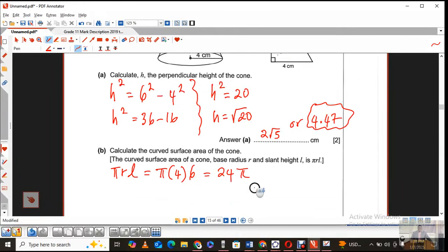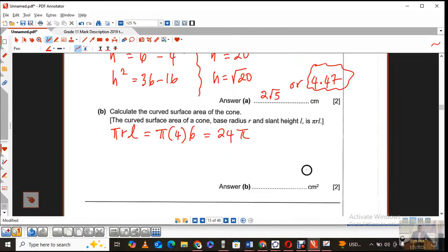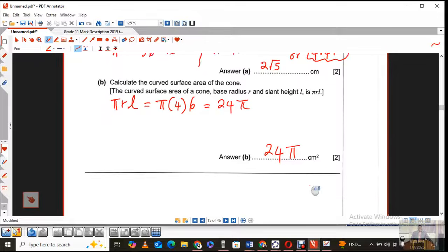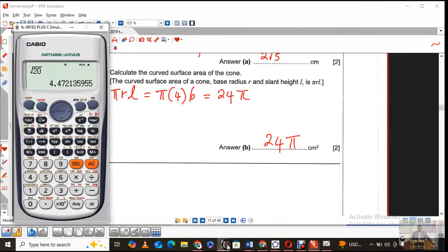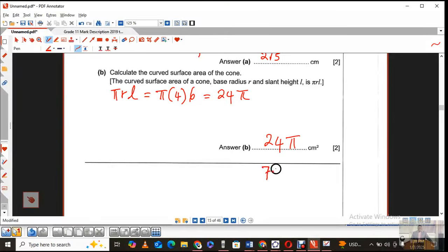Of course, now you can just punch that in on your calculator if you wish to, but I'll just leave my answer as 24 pi. This is an exact answer like that. Otherwise, you find out what 24 pi is, and you then give your answer to 3 significant figures, 75.4. So another student could be writing 75.4. That would be 3 significant figures, of course.